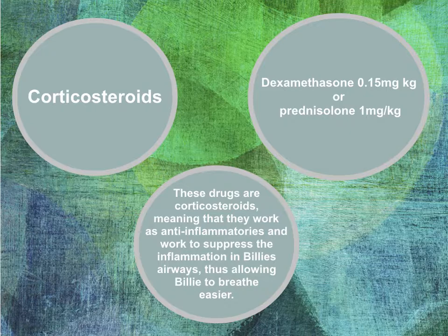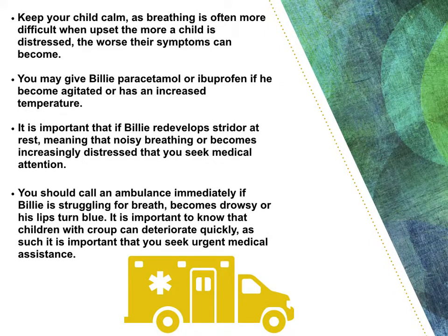Now that Billy has been cleared for discharge, there are a few important things to note. Keep your child calm, as breathing is often most difficult when upset. The more a child is distressed, the worse their symptoms can become. You may give Billy paracetamol and ibuprofen if he becomes agitated or has an increased temperature. It is important that if Billy redevelops stridor at rest, meaning that noisy breathing when he's settled, or becomes increasingly distressed, that you seek medical attention.